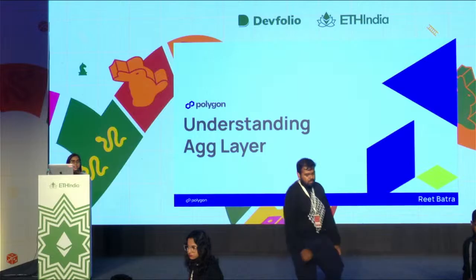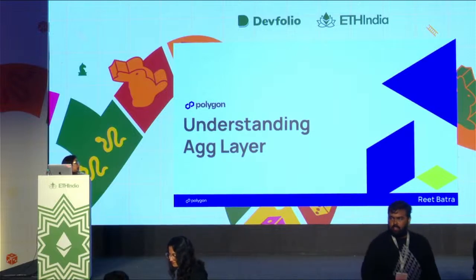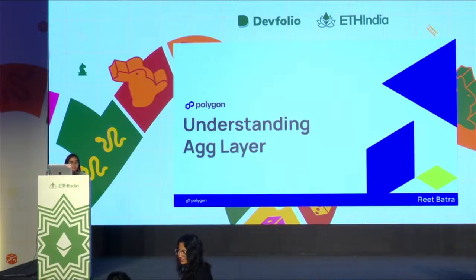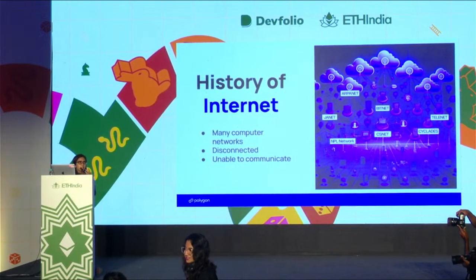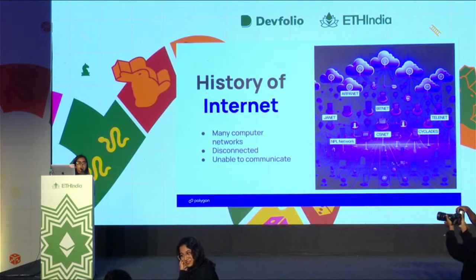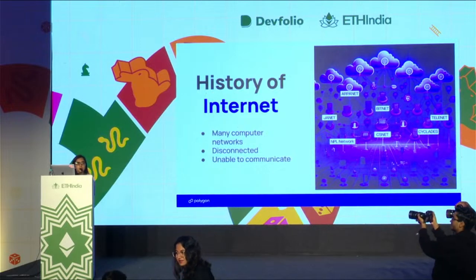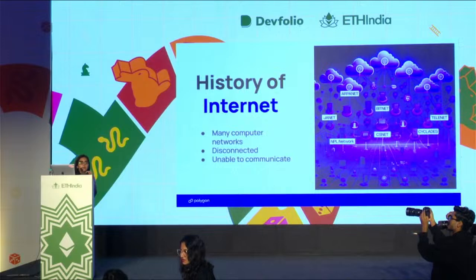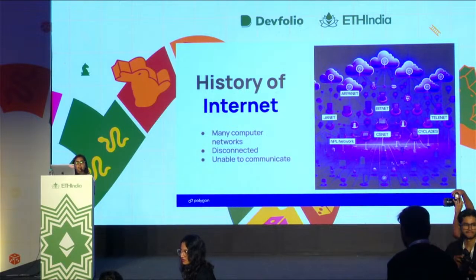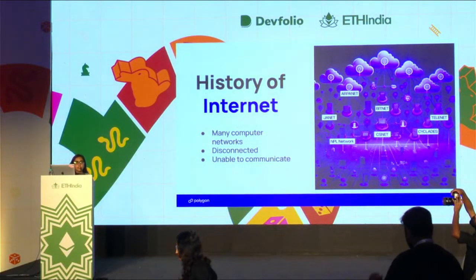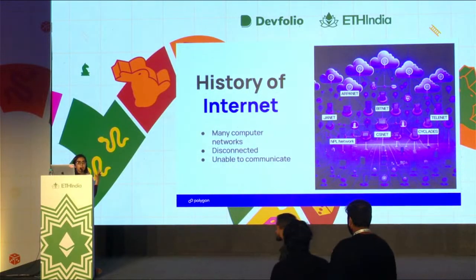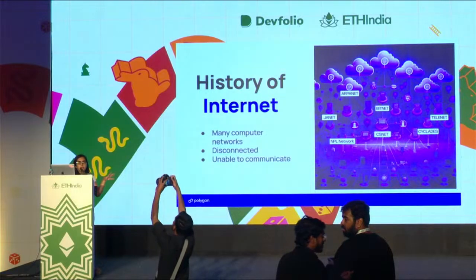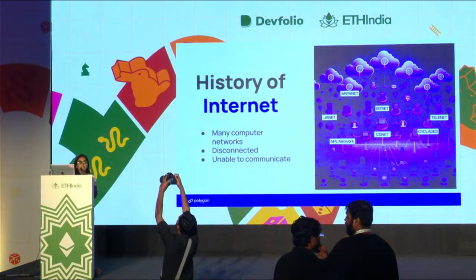Everyone, so I'm going to be doing a quick talk on understanding AggLayer. Before we talk about blockchain, I just want to talk a little bit about the history of the internet and how the internet started. Even the internet started very fragmented. There were many different computer networks. It was all disconnected in the beginning, and there was no way to communicate from one network to the other network. So it all started in a fragmented way.